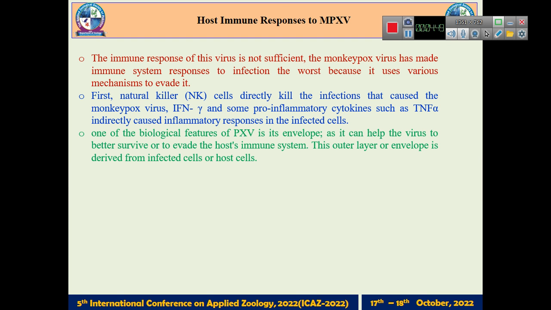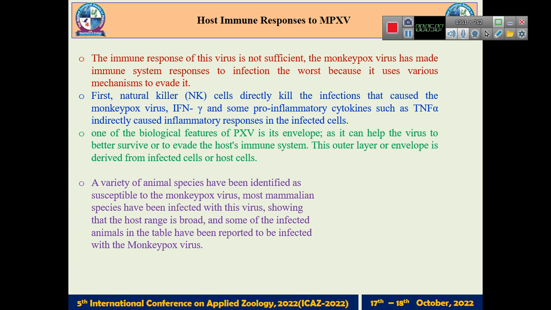One of the biological features of the pox virus is its envelope, as it can help the virus to better survive or to evade the host immune system. This outer layer or envelope is derived from infected cells or host cells.